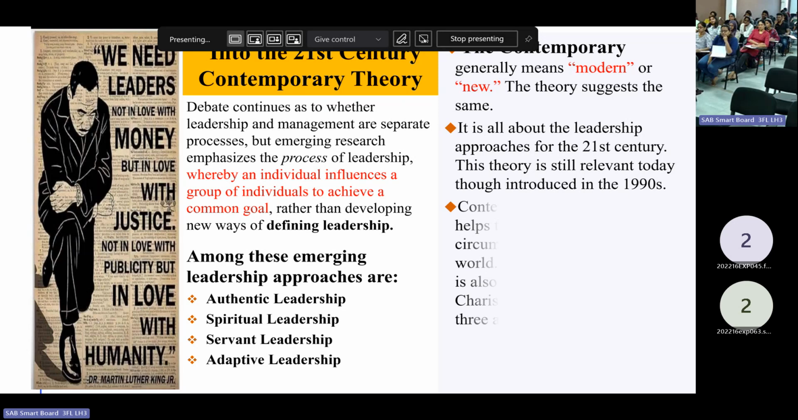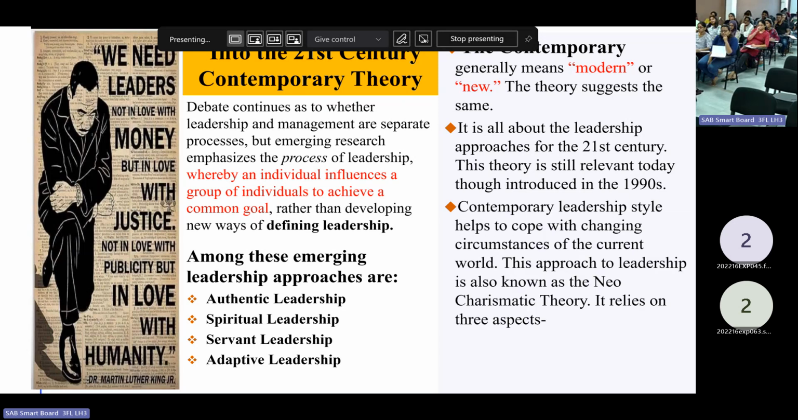Contemporary leaders are trying to cope with the changing situation. Because things are changing, right? What are the things changing? Very radical, digital. People are changing, the culture is changing. So your leadership style should change. So that is why rather than defining what is leadership, now they are trying to see what makes a leader effective. Okay? So whether you are authentic, spiritual, servant, adaptive or digital, right? And now the focus of leadership has changed.